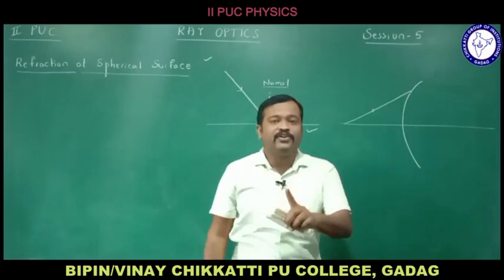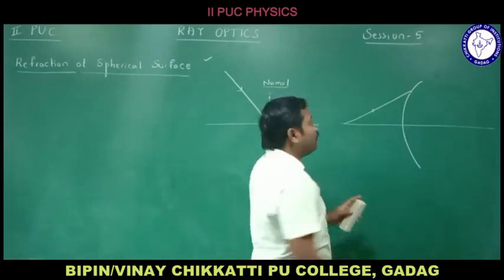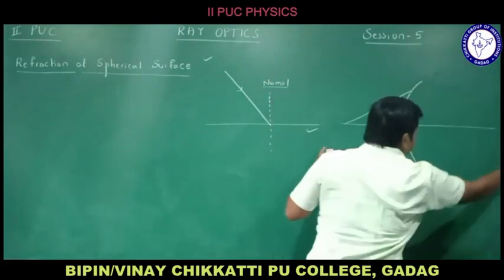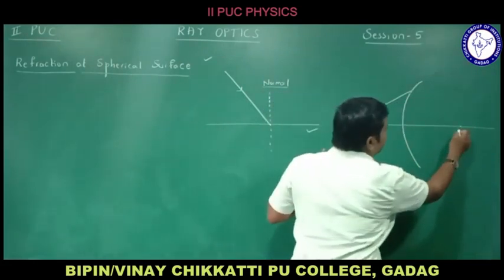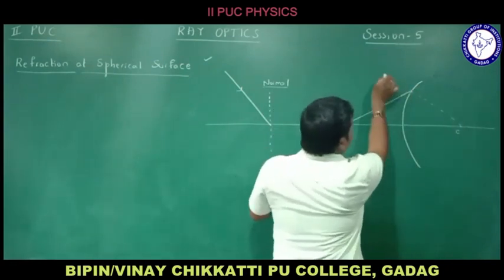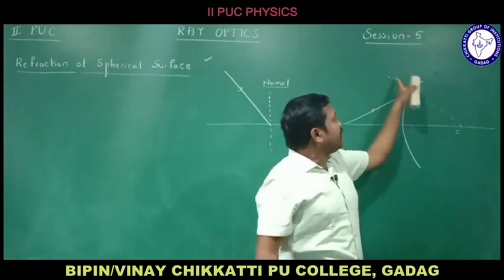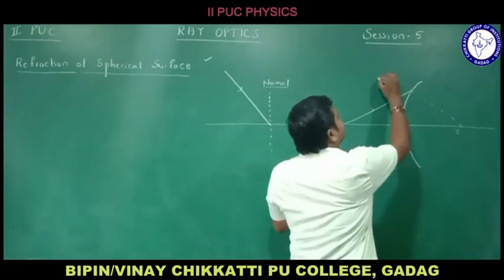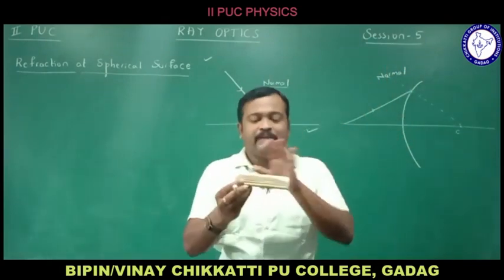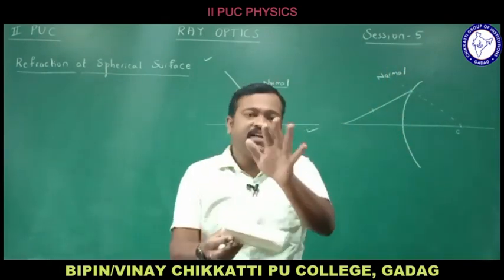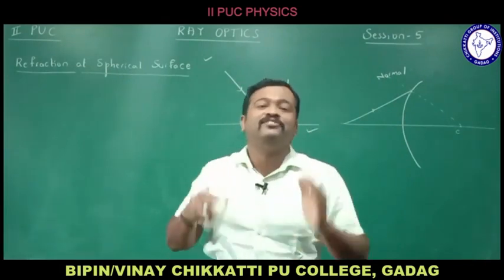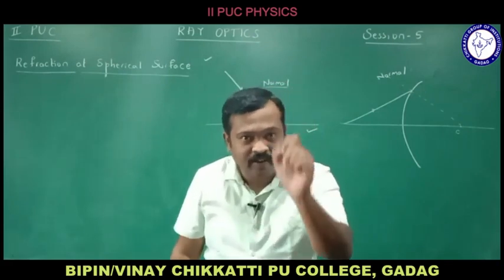First thing you need to understand is that the normal is a line which passes through the center of curvature. For example, if I am taking this as a spherical surface, here I will get the center of curvature. Normal is a line which passes through the center of curvature. So this is the line which passes through the center of curvature, and this line is called the normal. Simple. If it is a plane surface, draw a line perpendicular to the surface, that will be the normal. If it is a spherical surface, the line which passes through the center of curvature is the normal line.